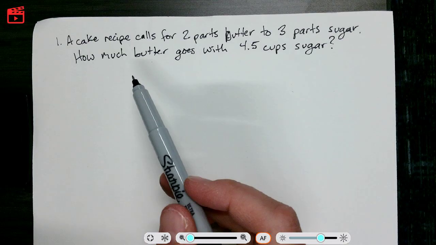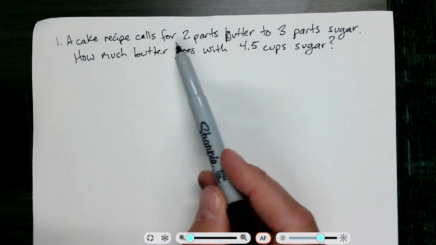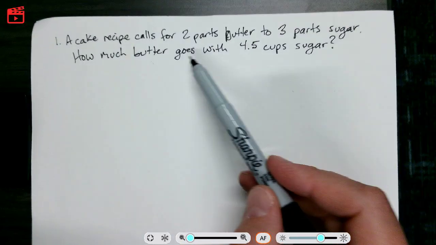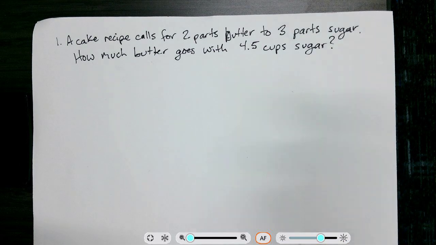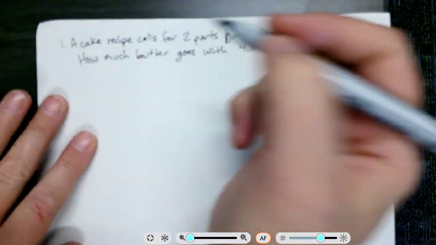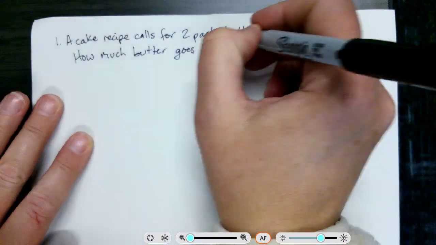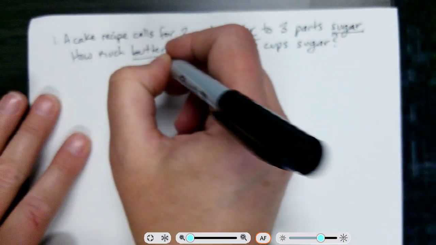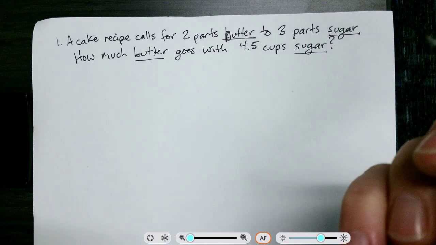So this was a problem from the homework. A cake recipe calls for 2 parts butter to 3 parts sugar. How much butter goes with 4.5 cups sugar? So one way to work this problem was how I did in class and say, okay, we've got two entities here, butter and sugar. And we're wondering butter versus sugar.